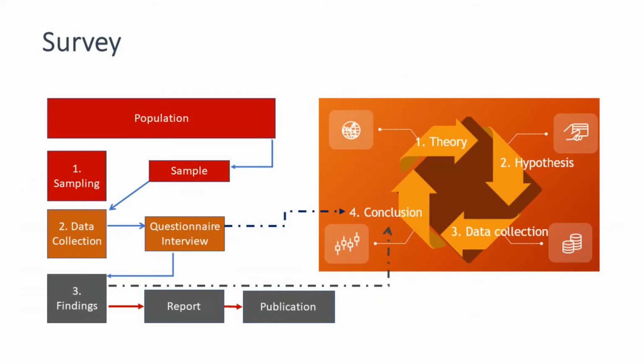What is a survey? You should recall from the previous lessons that the positivists start with the population, draw a sample, conduct data collection using questionnaires and interviews to collect data. The findings are produced as reports and eventually transmitted to various publications. Therefore, a survey includes sampling and data collection.